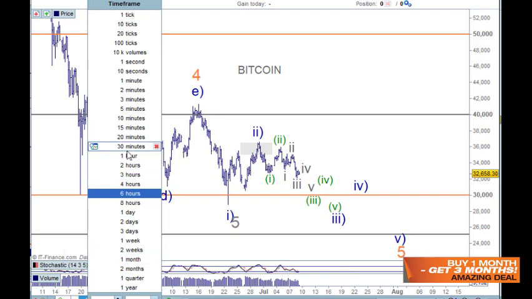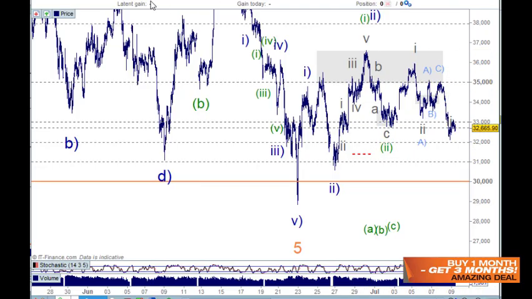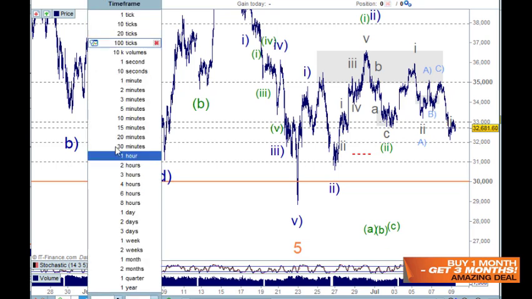But yeah, look, this is this count here for this. Yesterday we also talked about where we are on the 15-minute chart. I think it was.